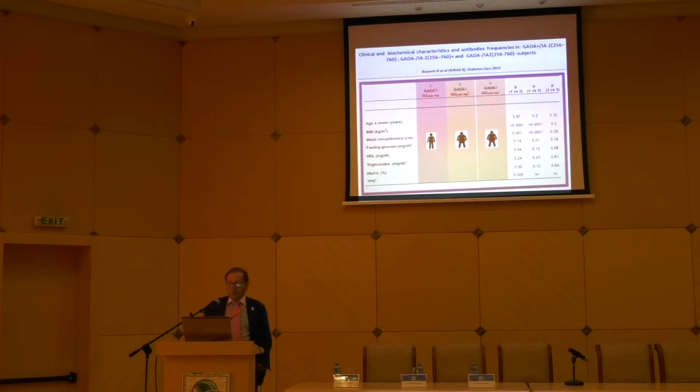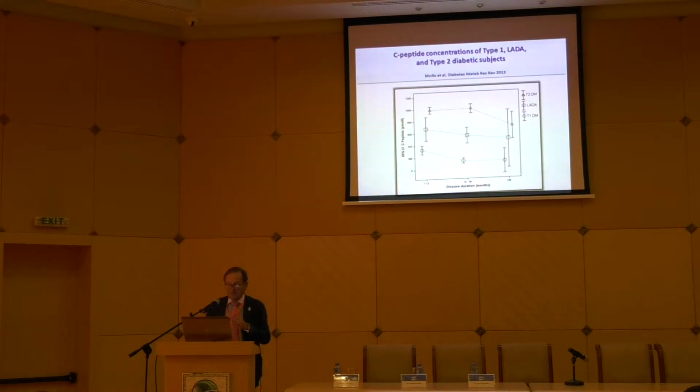This is what I mentioned, the different combination of GAD antibodies with IA2, the different IA2, and as you can see, there are differences in body weight in some of the BMI and waist circumference and fasting between different GAD with or without the sequence of the IA2 antibodies. But I think this is going into too much details. I don't want to discuss that for the purpose of this presentation. What is of interest is the C-peptide concentration.